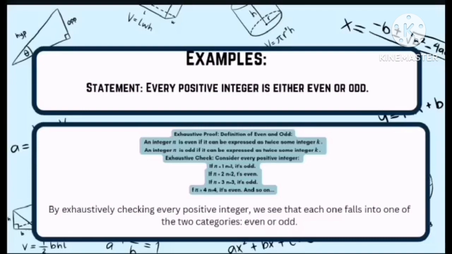Consider every positive integer. If n equals 1, then n is odd. If n equals 2, it's even. If n equals 3, it's odd. If n equals 4, it's even, and so on. By exhaustively checking every positive integer, we see that each one falls into one of two categories, even or odd.